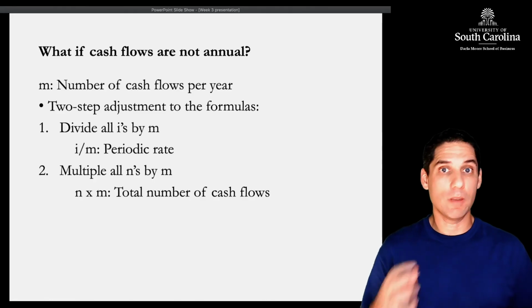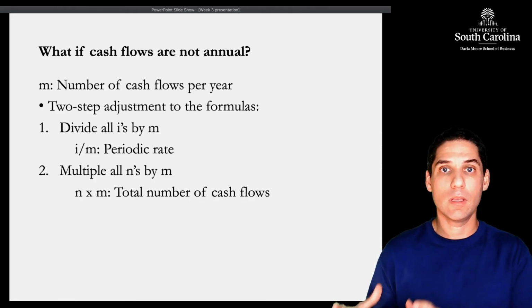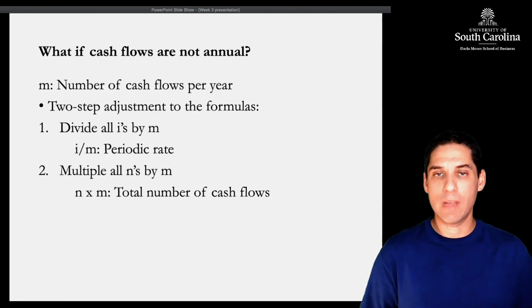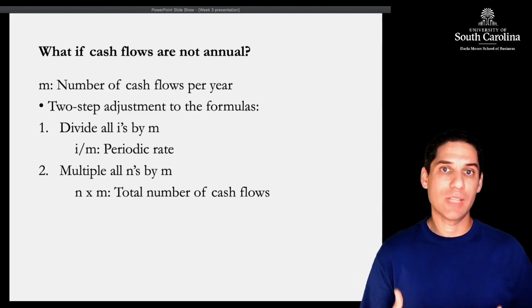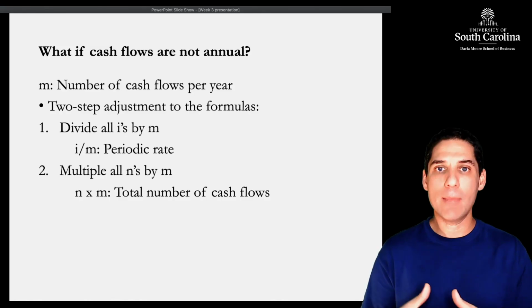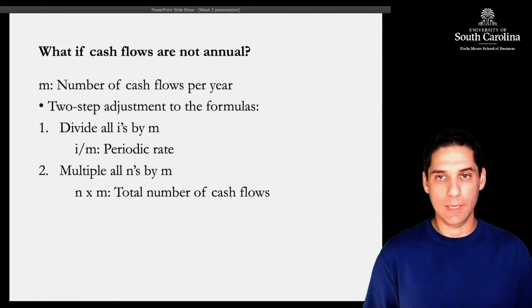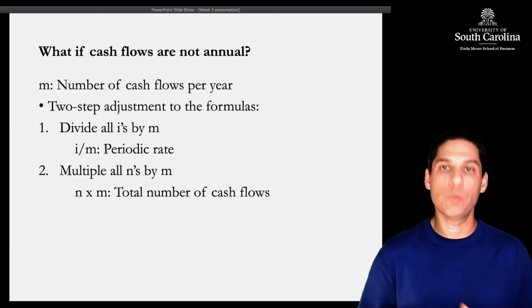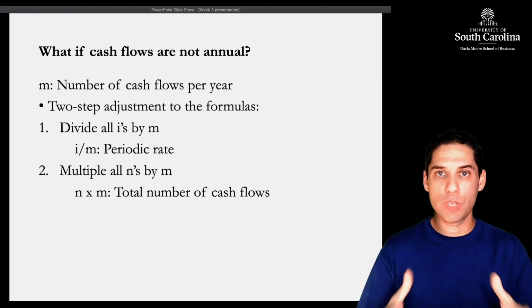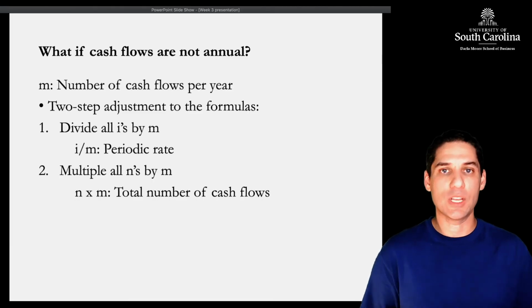We do something very similar to what we did with time value of money of single cash flows, future value and present value of single cash flows. Remember that we had this two-step adjustment that involved M. There, M was the frequency of compounding. Here, M is going to be the frequency of cash flows. So for example, if you have two cash flows per year, so semi-annual cash flows, M is 2. Quarterly cash flows, M is 4. Weekly cash flows, M is 52, so on.